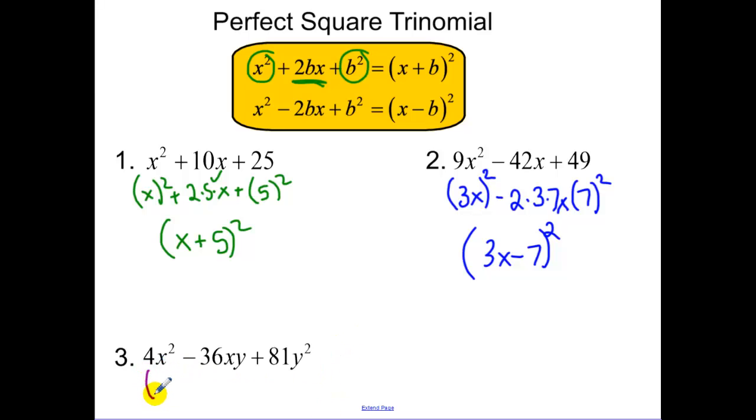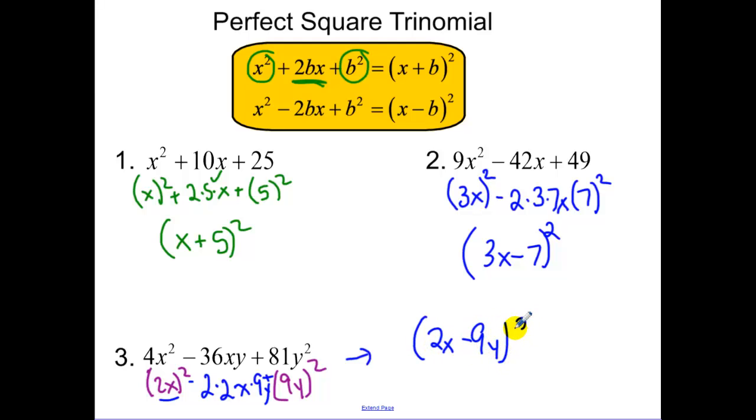Next one. We have what appears to be, again, 2x squared and 9y squared. Now, is our middle term 2 times the 2x times the 9y? Well, 4 times 9, that's 36, so that works out. So this one's going to factor to 2x minus 9y squared.